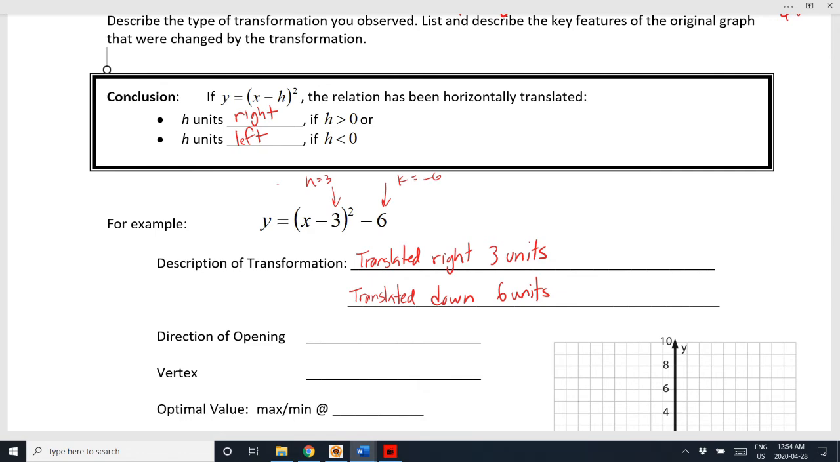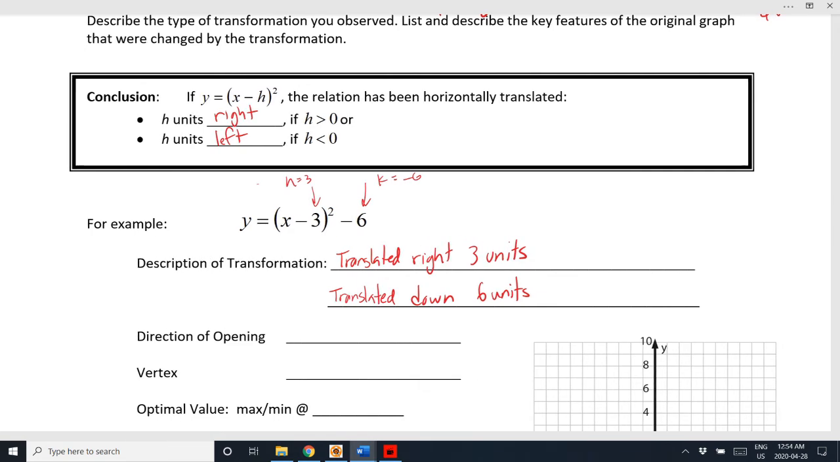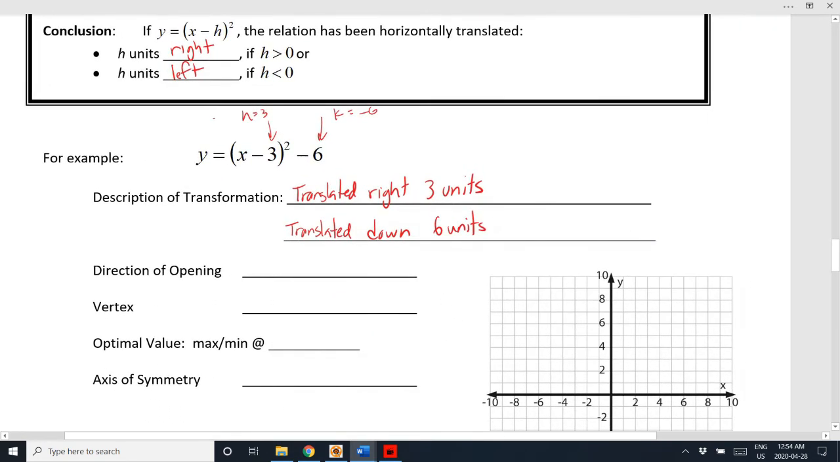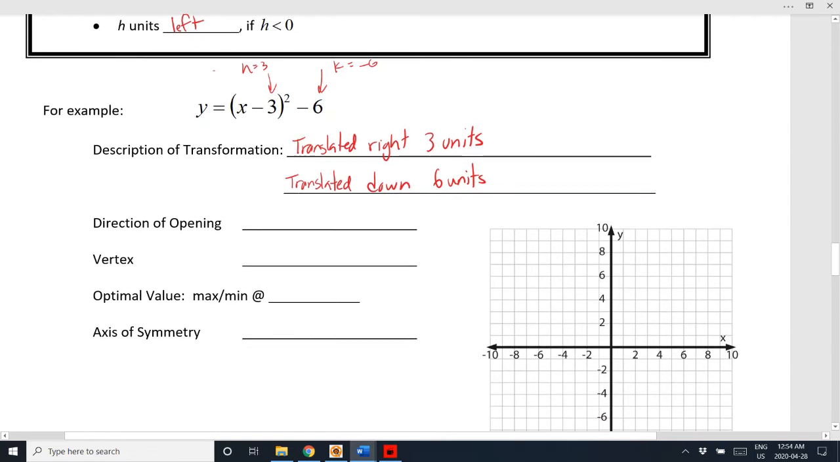And let's go ahead and try it. Okay, so let's start with our parent function. So we have negative 2 and 4, 1 and 1, 0, 0, 1, 1, and 2 and 4. Here's our parabola. There we are. And now we want to translate it 3 units right and 6 units down.